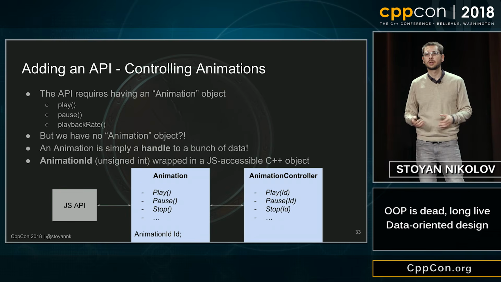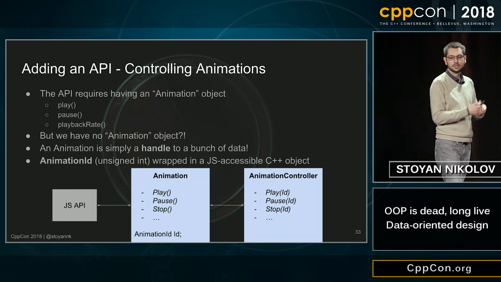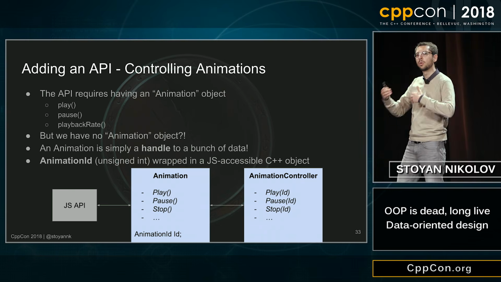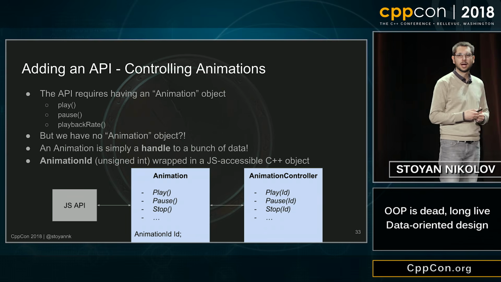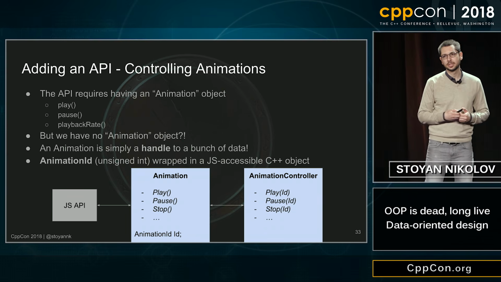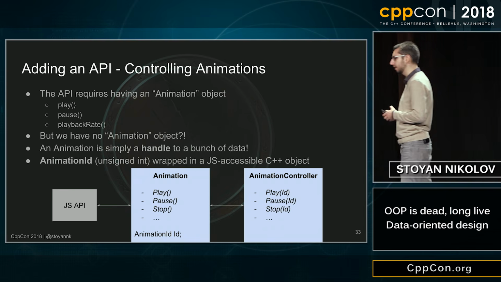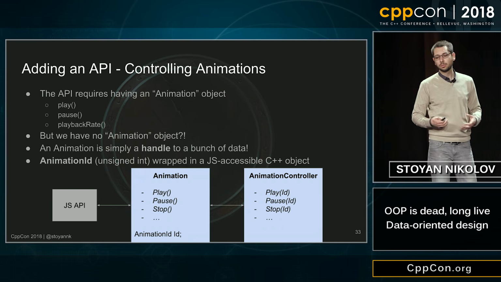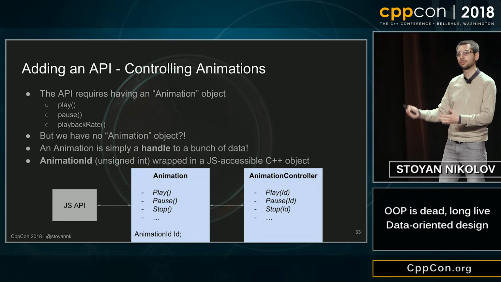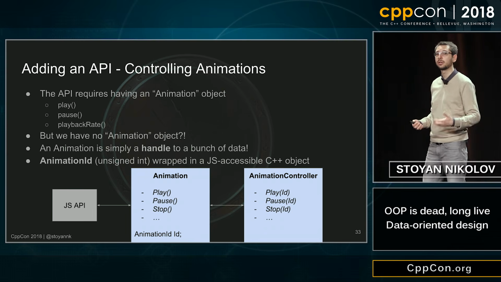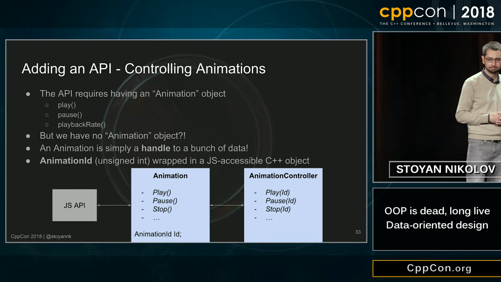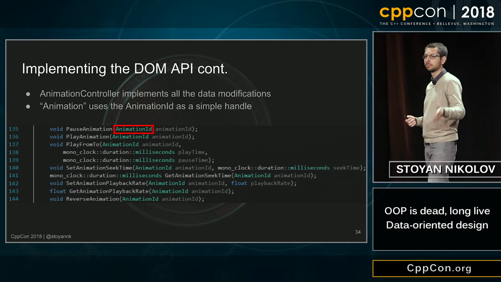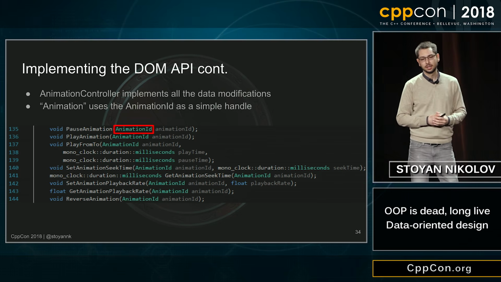So our animation class is very dumb, but it gives this convenient API to the user, while we can still rework our internal data and make our system as performant as possible. And we're using a simple handle to simplify the lifetime of those objects, because now we know that the lifetime is completely controlled by our controller. There is no shared ownership over this data. And implementing the DOM API in the controller is very simple. You just have all the methods that take the ID.